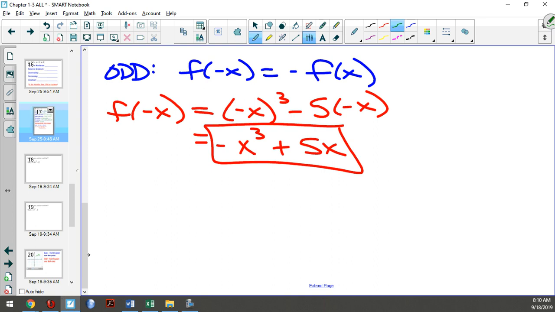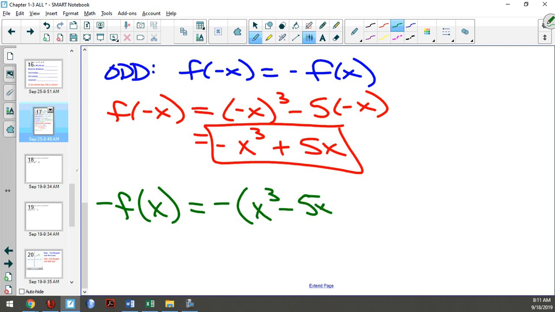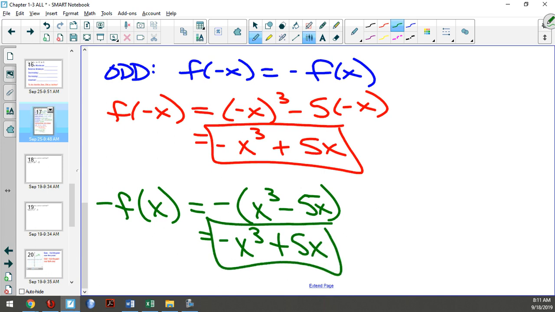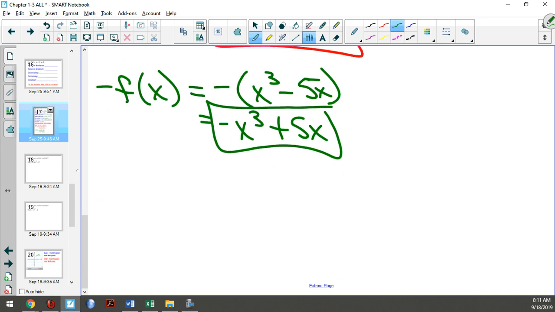Okay, now what I need to do is calculate negative f of x. And negative f of x is just negative 1 times f of x. Do we all understand that? So I'm going to take my function and distribute a negative into it. My original function was x cubed minus 5x. Would you agree? So all I'm going to do is distribute the negative: negative x cubed plus 5x. Now here's my question. Are my two boxes equal to one another? Since my two boxes are equal, the first red box is f at negative x, and the green box is a negative distributed into f of x. Since they are equal to each other, I've proven that this is an odd function.